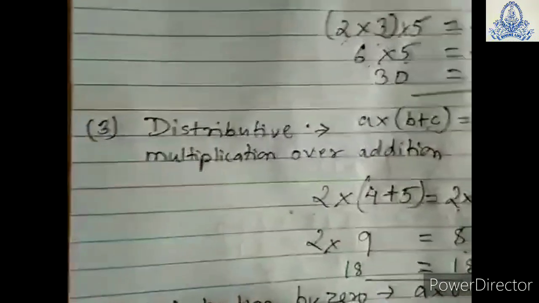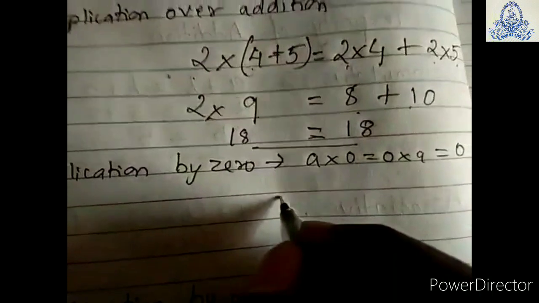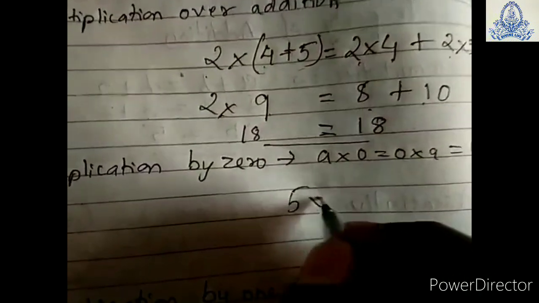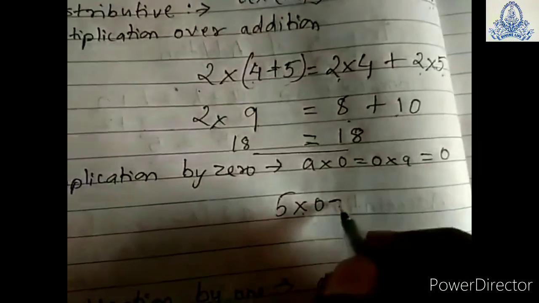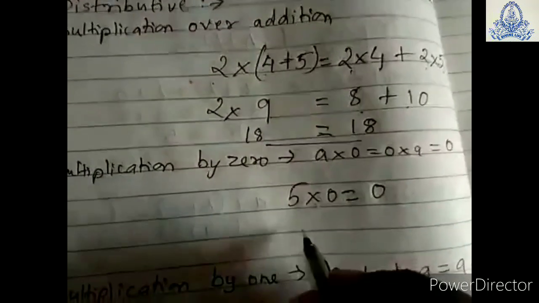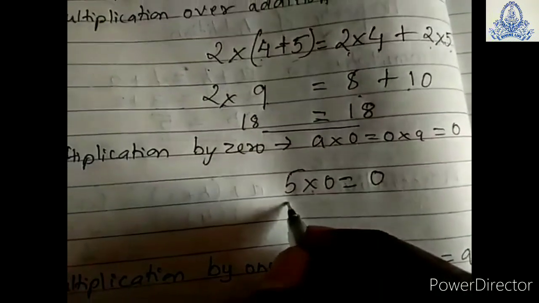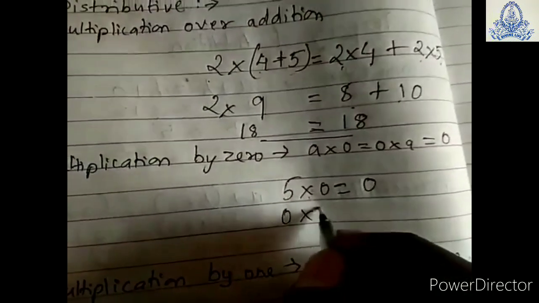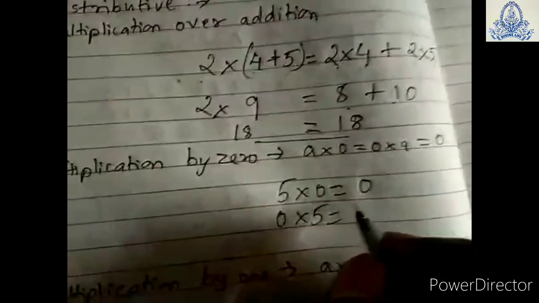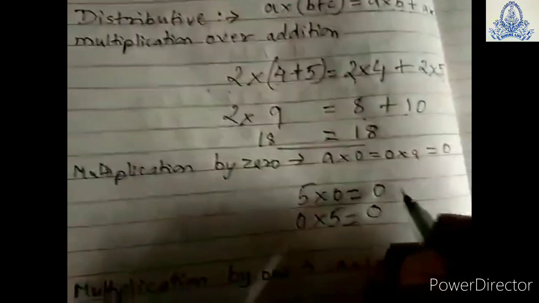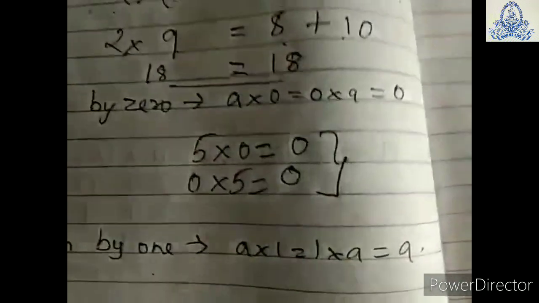Next, the fourth is multiplication by 0. Suppose we take A as 5 and multiply by 0: 5 multiplied by 0 we get 0, or 0 multiplied by any number like 5 also we will get 0. So this is known as multiplication by 0. We always get the answer 0.